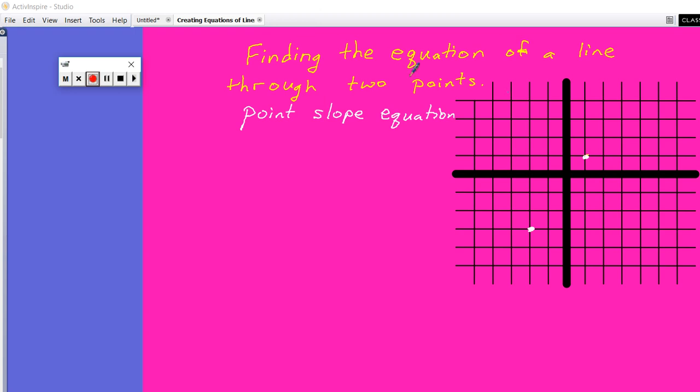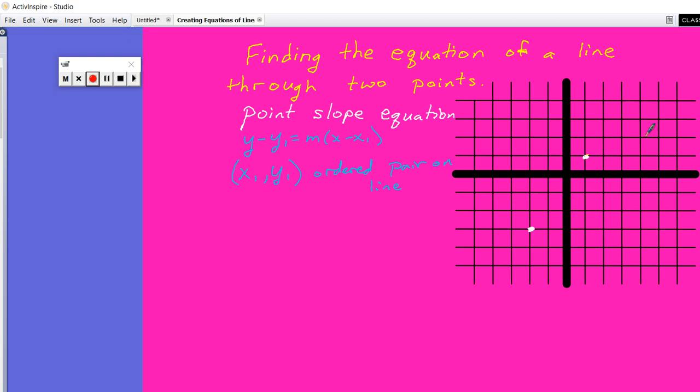Alright, so we're going to find the equation of a line through the 2 points shown below using the point-slope equation. The point-slope equation is y minus y1 equals m times (x minus x1), where (x1, y1) is an ordered pair on the line. So that's what that stands for. To do this, we first of all need to find what the slope is.